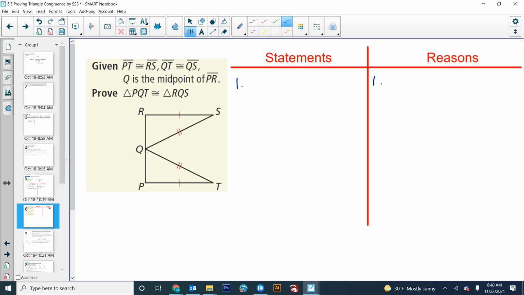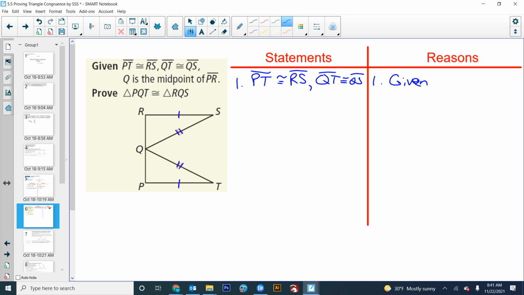All right. PT congruent to RS. I'm going to mark it on the picture. PT, RS. QT congruent to QS. Given. That was an ugly E. All right, QT, QS. Given.